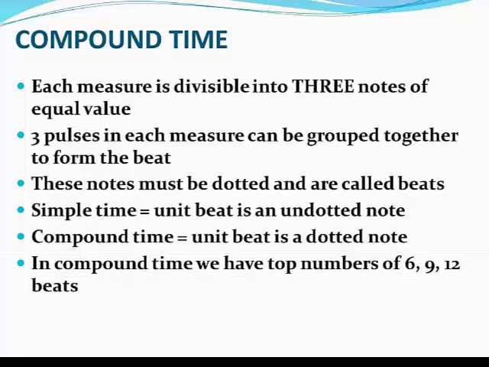I know it's a little confusing. Let me try and explain this a little better. In simple time, the top number is telling us how many beats are in each measure. That's the unit beat. In compound time, the top number tells us how many pulses are in each measure, and the unit beat is a grouping of the 3 pulses. The pulses are further grouped together to form a dotted note, and the dotted note is the unit beat.